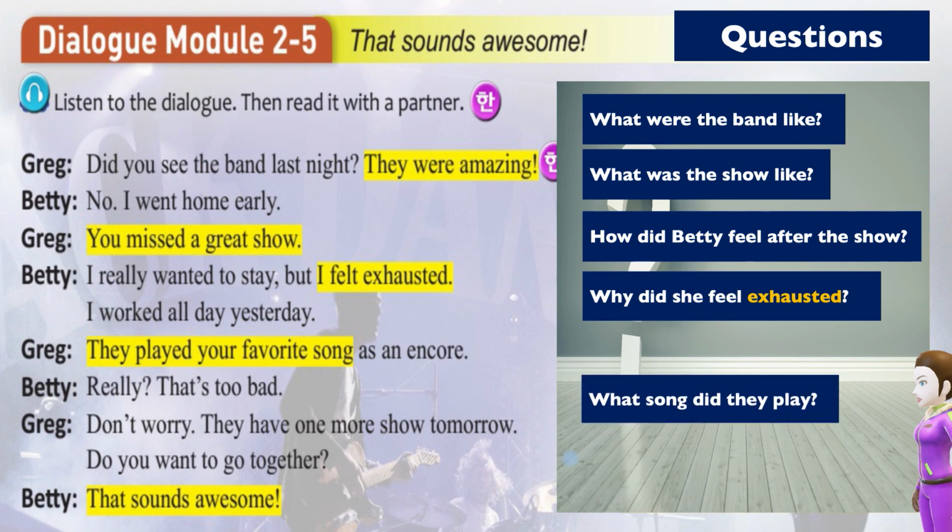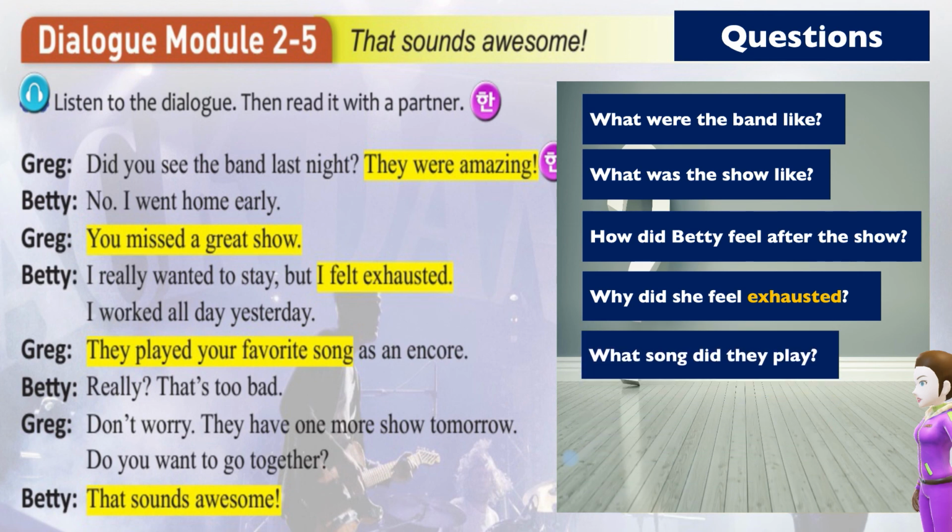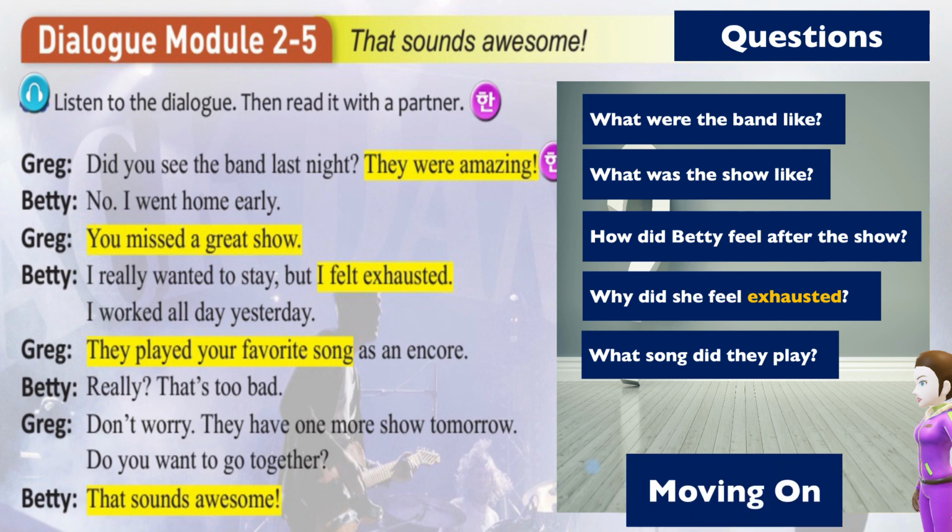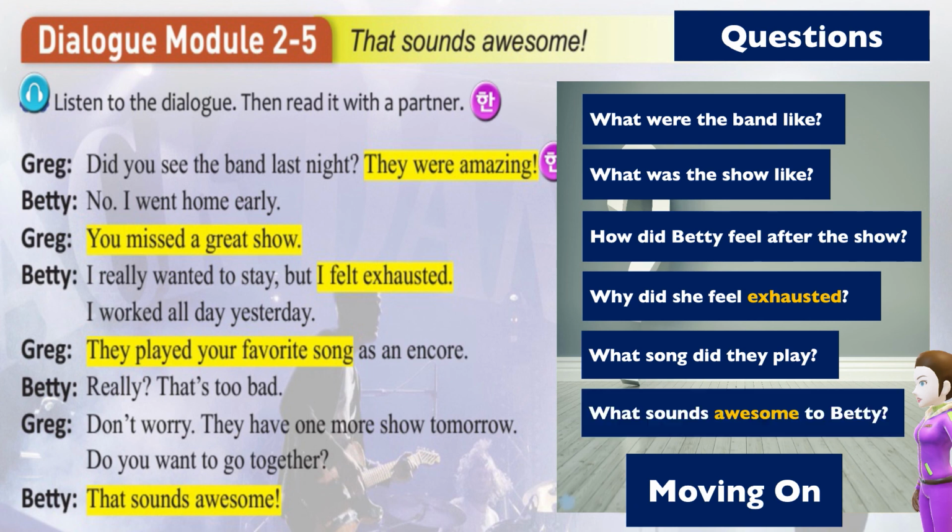What song did they play? I don't know, but the band played Betty's favorite song as an encore. Oh, very good. As an encore. Yeah, and that's all our questions. So we're going to move on from there. Oh, wait. One more question. What sounds awesome to Betty? The band have one more show tomorrow. So going to see the band's show again sounds awesome.